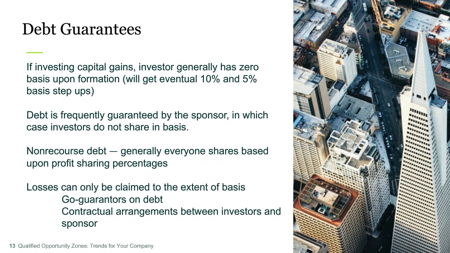Debt guarantees. One of the issues that's frequently coming up here is when you bring in your investors and they're investing capital gain and they're getting the qualified opportunity fund favorable tax advantages, the trade-off is they have zero basis. So it's kind of like a 1031 exchange. You haven't recognized your gain, so when you roll into the qualified opportunity fund, you have zero basis.